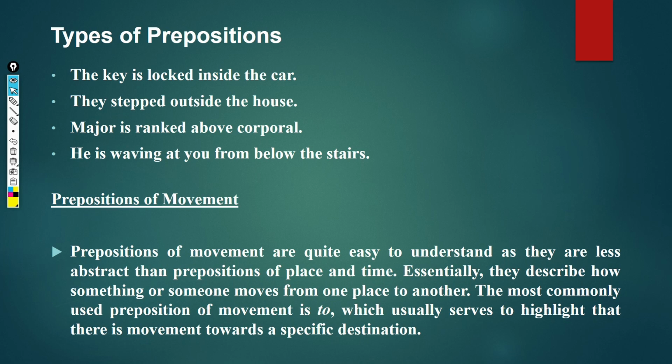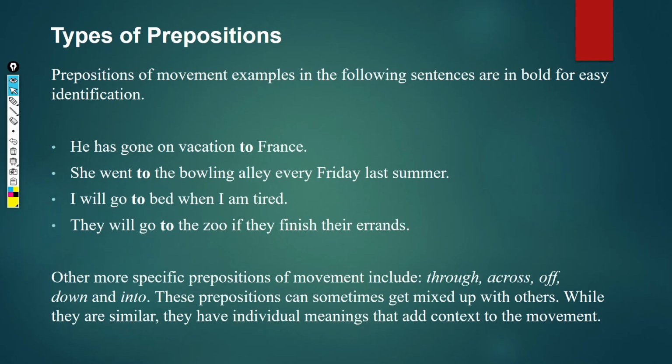The most commonly used preposition of movement is "to." Remember this, which is usually used to highlight that there is a movement towards a particular direction or a particular destination. Look at the examples. Preposition of movement examples in the following sentences are in bold for easy understanding as usual.